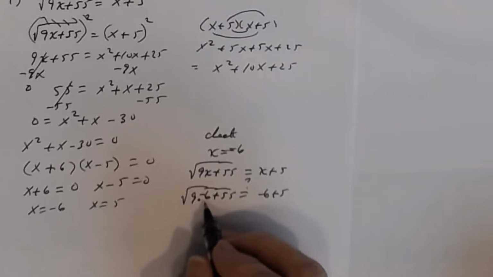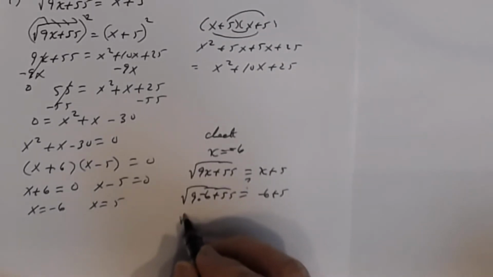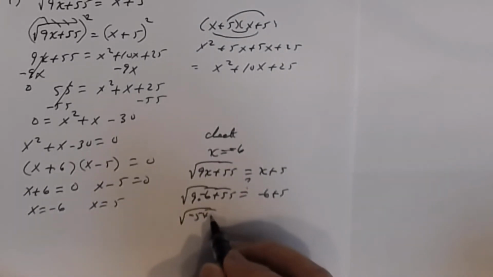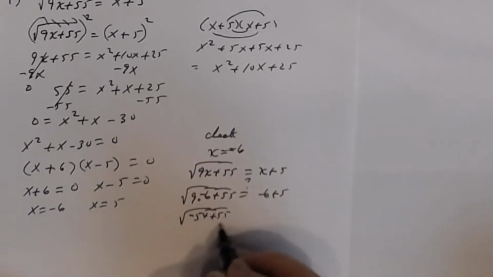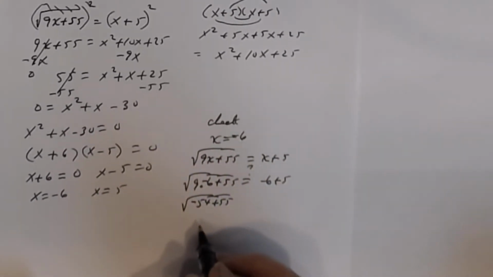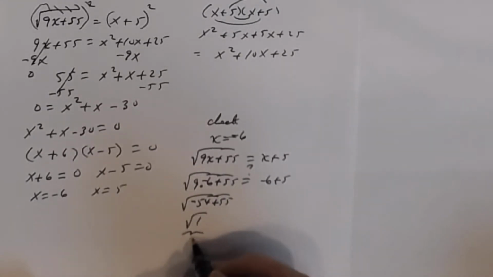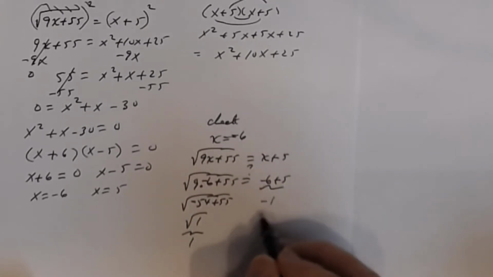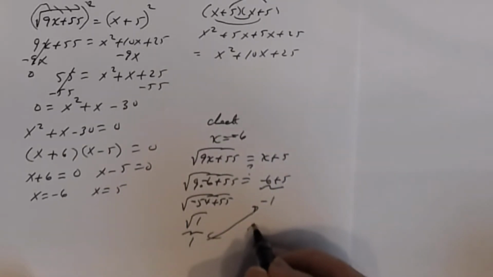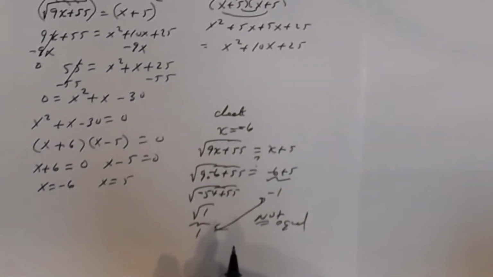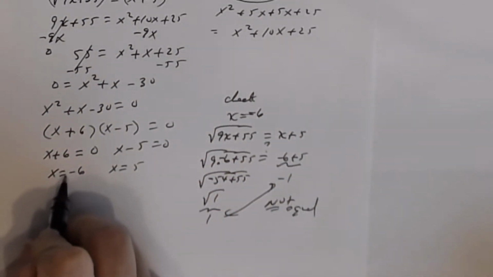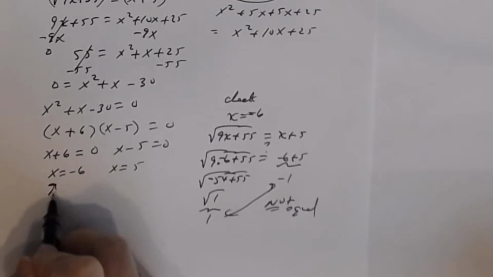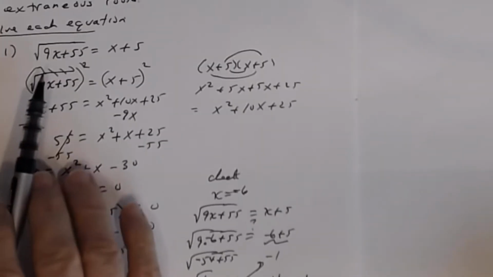Well, 9 times negative 6 is a negative 54, and a negative 54 plus 55 is a positive 1. So I get the square root of positive 1, and that's just 1. Now be careful. Negative 6 plus 5 here is a negative 1. And so the question is, are those equal? The answer is no, not equal. So what that means is that negative 6 is not a solution to the original problem.